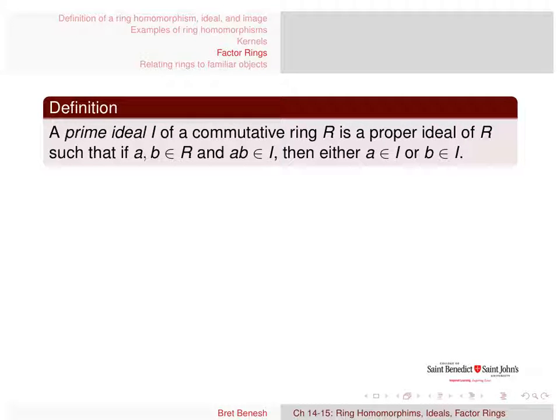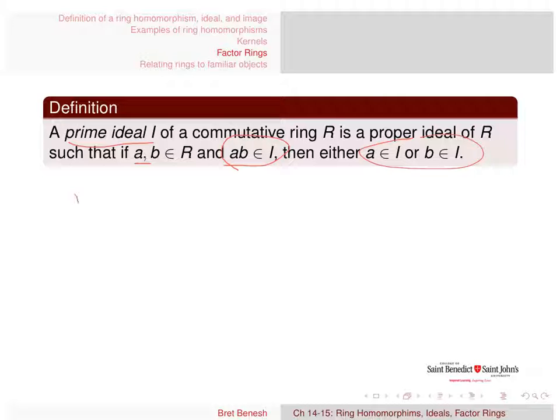All right, let's take a look at this a little bit. We're going to talk about some special ideals. A prime ideal is a proper ideal such that if you have any two ring elements and you multiply them together and the product is in the ideal, then one of them had to be in the ideal to begin with. So let me just say briefly what we're talking about.